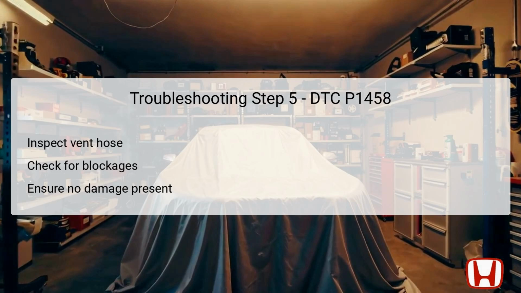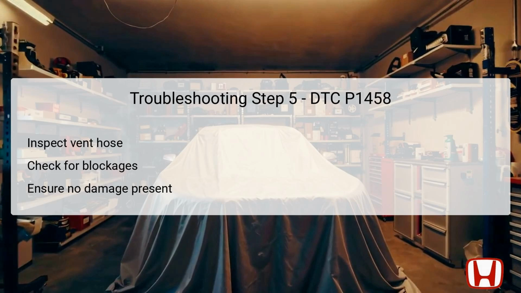The fifth troubleshooting step extends the inspection to the FTP sensor vent hose. Ensure the FTP sensor is still removed to facilitate this process. The requirement here is to inspect the vent hose for any blockages or restrictions that could impede airflow to the sensor. Any obstruction in this hose can yield incorrect pressure readings that trigger the DTC P1458.